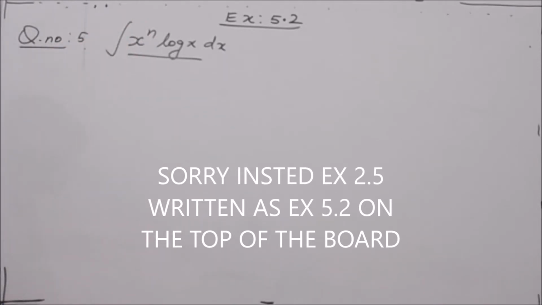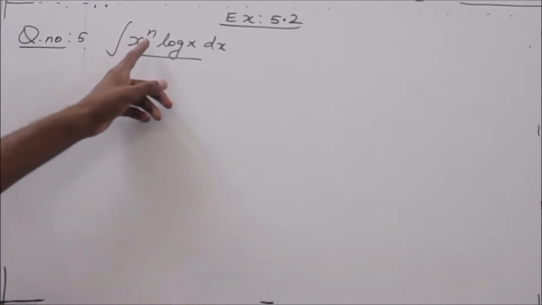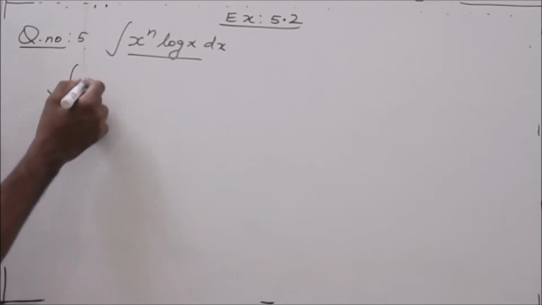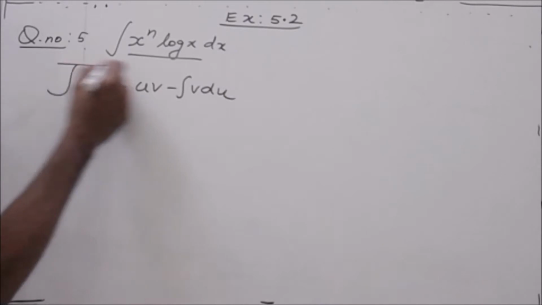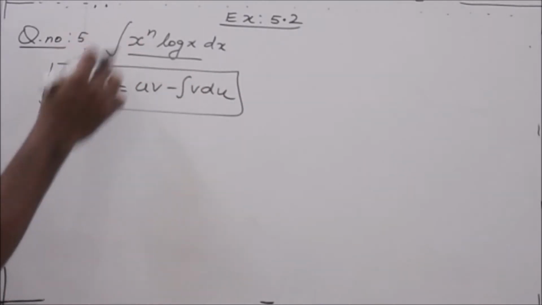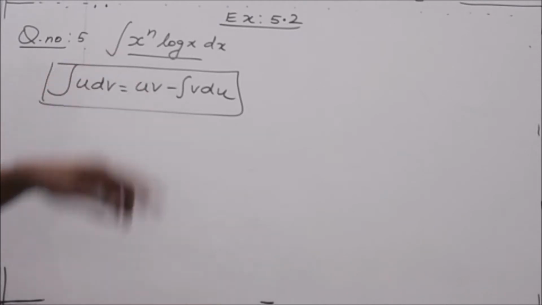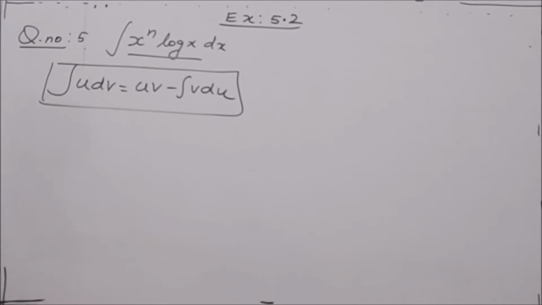We can apply Bernoulli, but the power is not a fixed number, so it will not end with 0 at any point. So we can choose the formula integral u dv equal to uv minus integral v du. Power is positive, but it is not a fixed number, so it will not end at 0 at any derivative. So we cannot go with Bernoulli. We choose the integral u dv equal to uv minus integral v du formula.